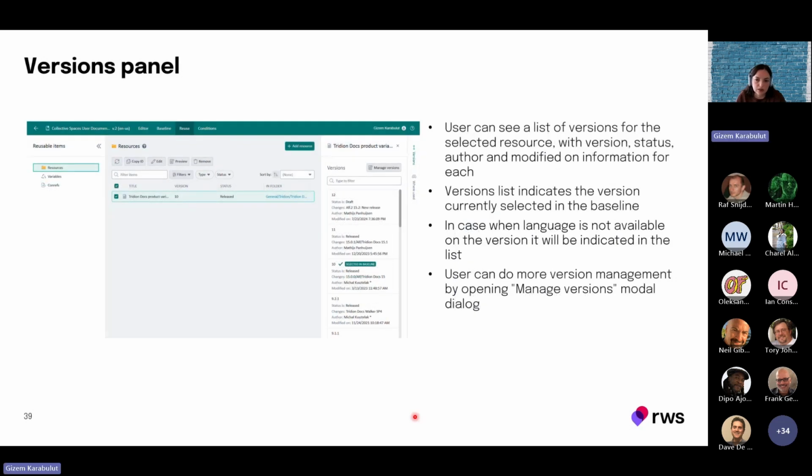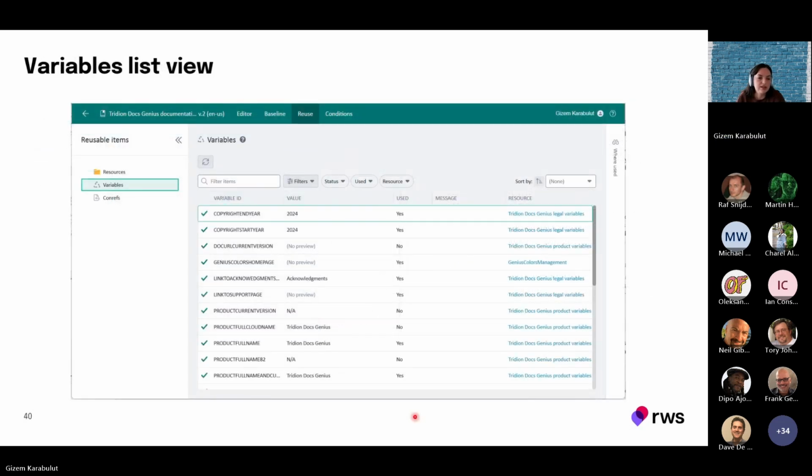And yeah, this is the version side panel. The second section is the variable. So this is the list of all the variables that are defined under the resources that are connected to the publication. Therefore, in this list view, the used column is important information. By filtering on this used column, users can see only the variables that are used in the publication.